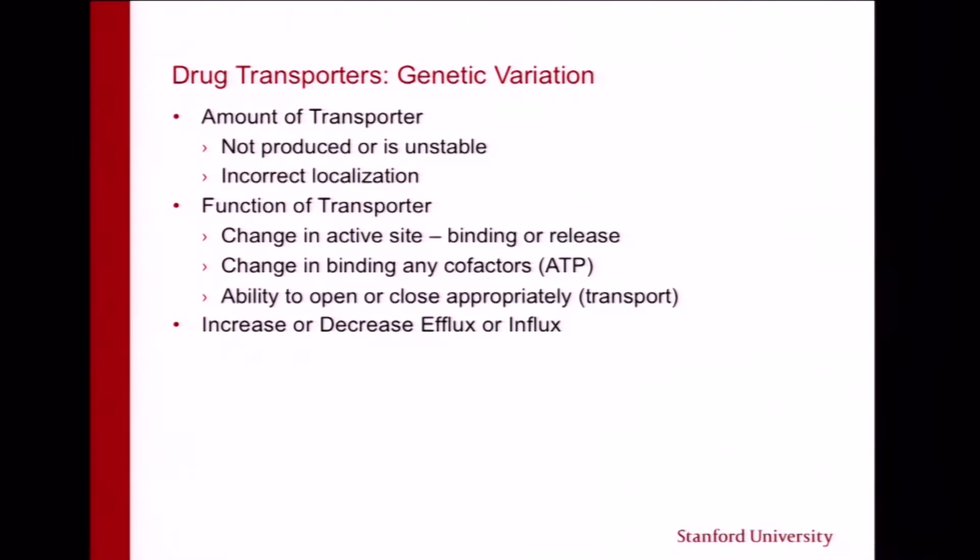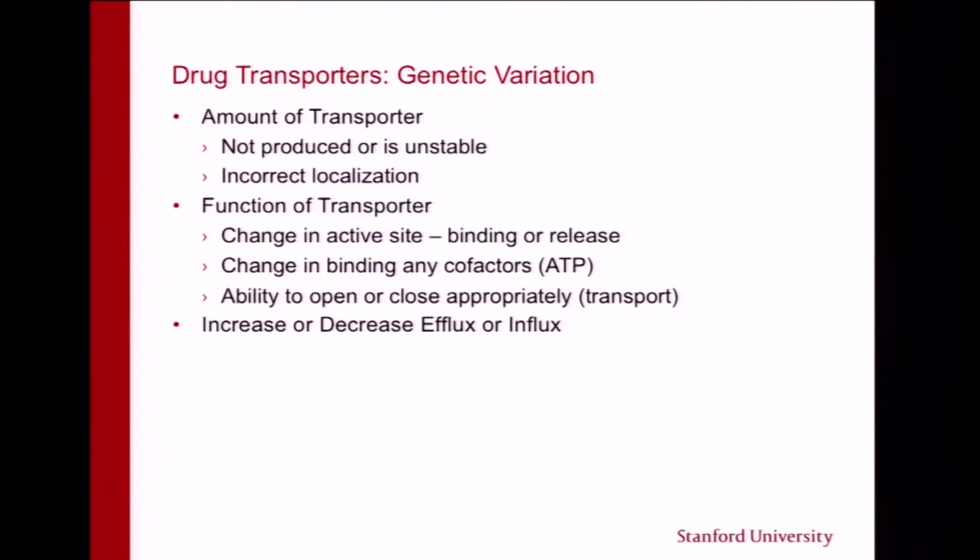Another way this works is through incorrect localization. Because the protein has to find its way into the cell membrane, if it's missing the ability to do that, the transporter won't get to the right place. The other way genetic variation can affect drug transporters is by changing the function. So the amount of a drug transporter won't change, but its ability to work does. And this can happen through changes in the active site of a protein, so its ability to bind the compound that it's trying to move, or its ability to bind any cofactors that it needs, like the ATP.